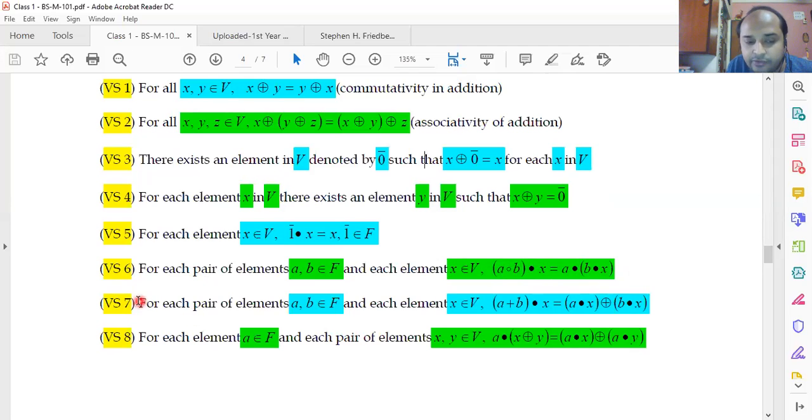And similarly, in VS7, I have taken two scalars, A, B belonging to F, x belonging to V. Then I have added the two scalars, A plus B, and then multiplied by the vector. And then I can write it as AX plus BX. And similarly, lastly, I have taken one single scalar and two vectors, x, y, and I can write it as A into x plus y, which is AX plus AY.